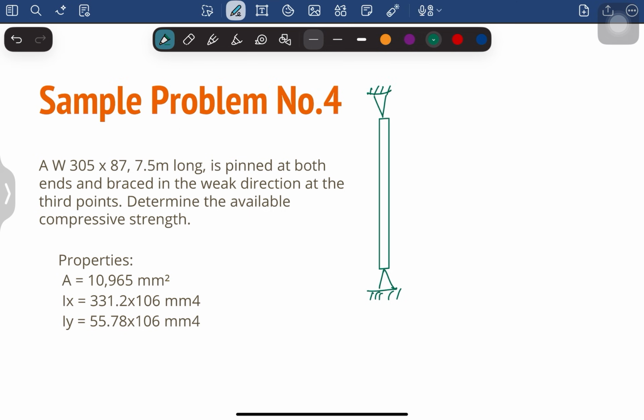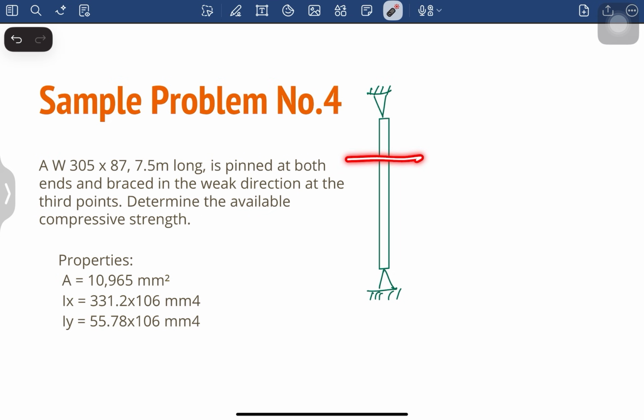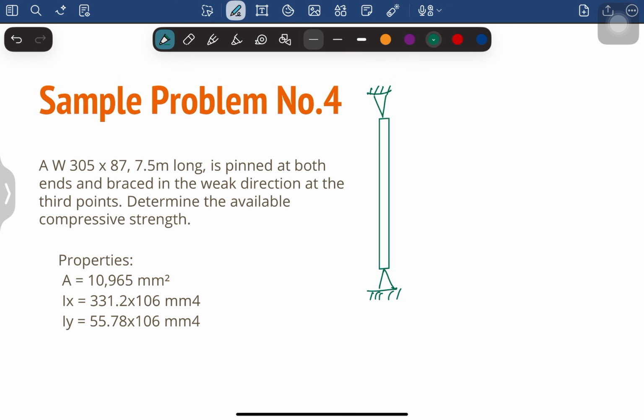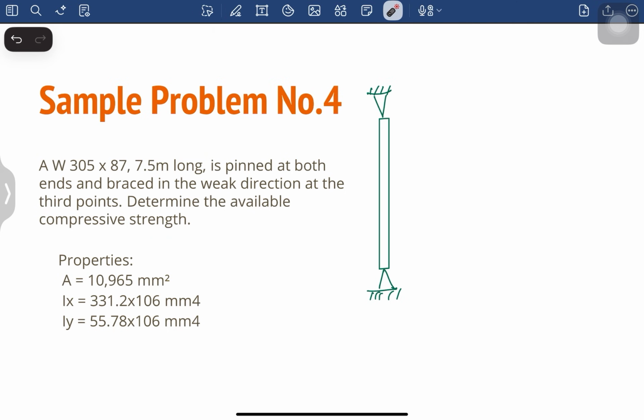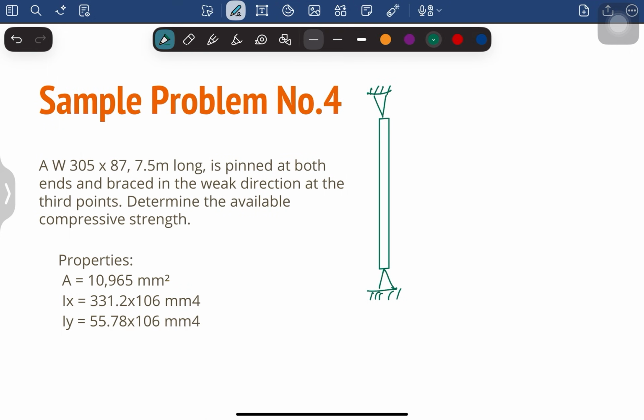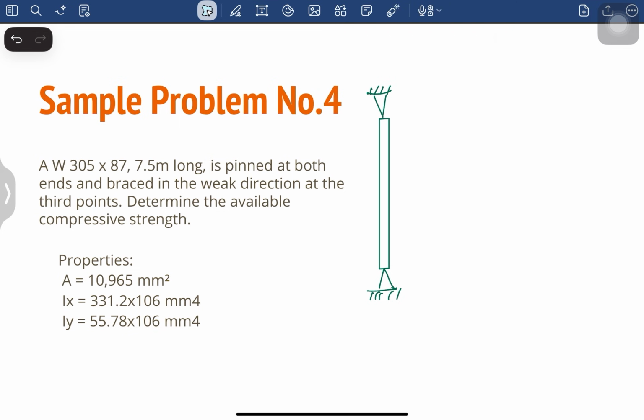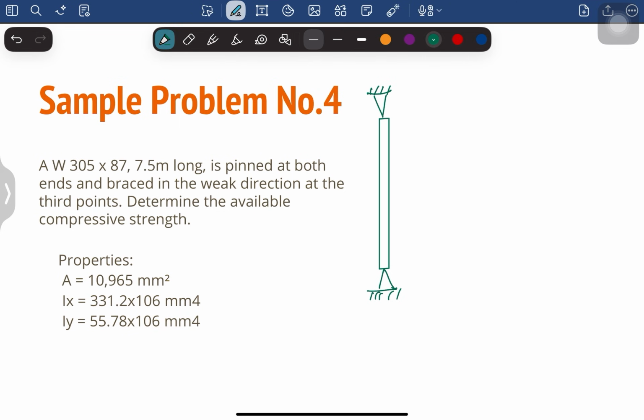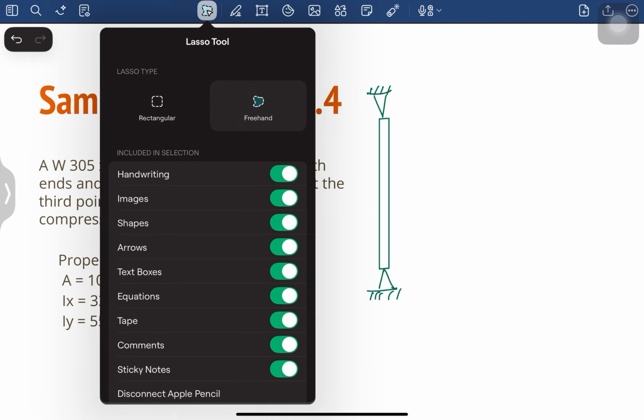And braced in the weak direction at the third point. So third point, so ibig sabihin mahahati ito ng tatlo. Kasi may bracing siya. So pag may bracing, yung tatandaan nyo, yung support niyan is pin connection. So naka-pin connection siya. So what is braced in the weak direction? Nasa pin.